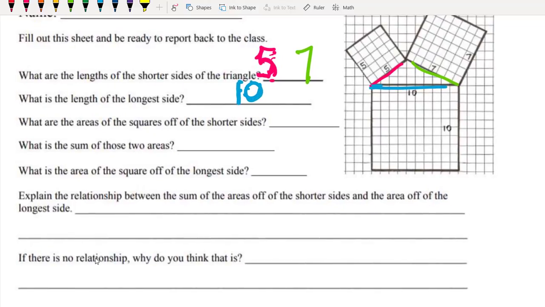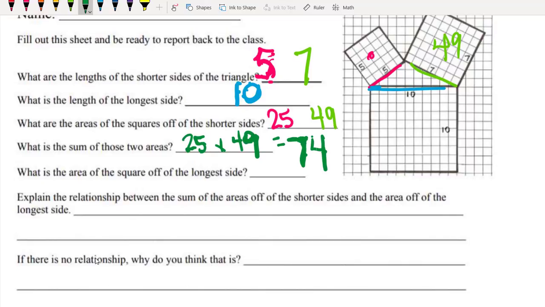What are the areas of the squares off of the shorter sides? So the area of this one would be 25, and the area from this one would be 49. What is the sum of those two areas? So we're going to take 25 and 49. Here we go.